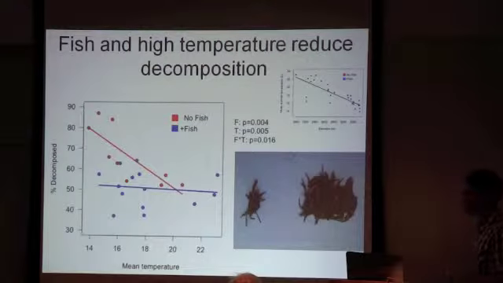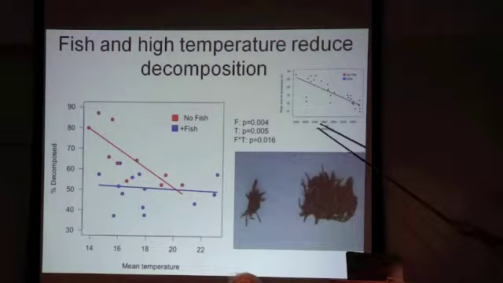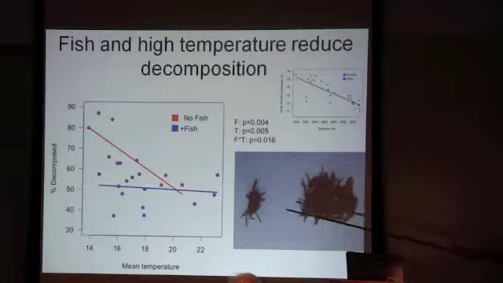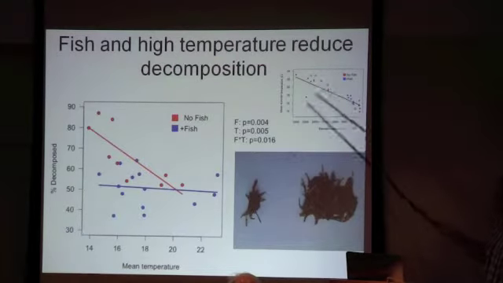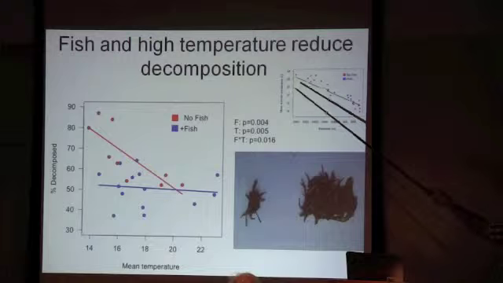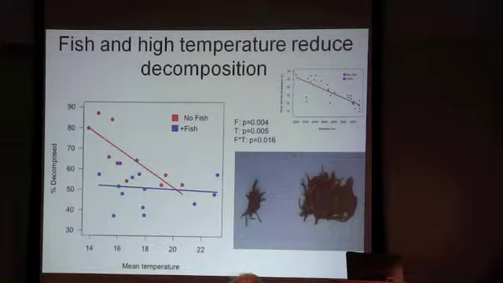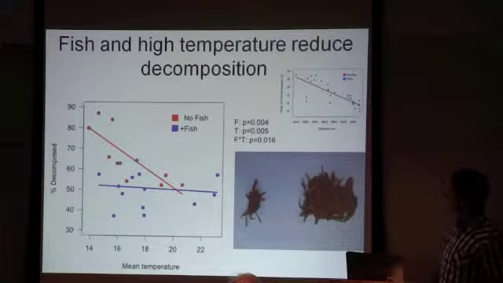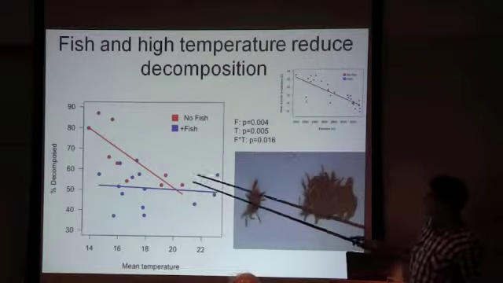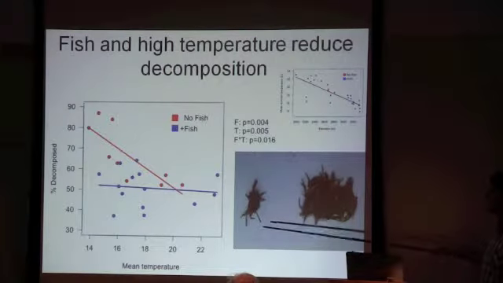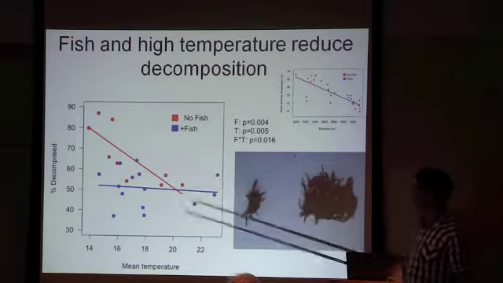So this is just an example. She sampled between about 2,000 and 3,300 meters of elevation. The fish lakes are in blue, the non-fish lakes are in red. This is mean temperature, just showing that it gets colder as you go up the mountain. We figured that we got that one right. And then this is decomposition of leaf detritus.